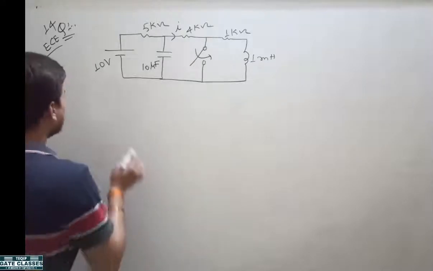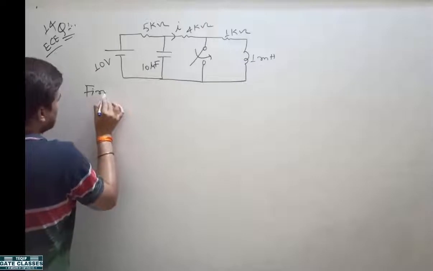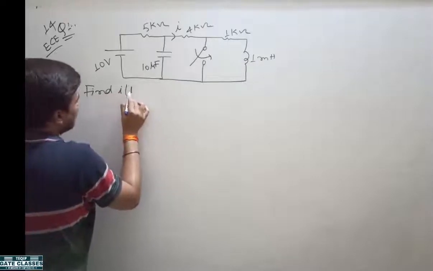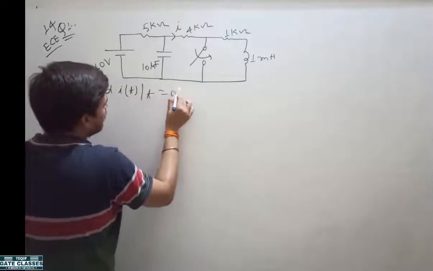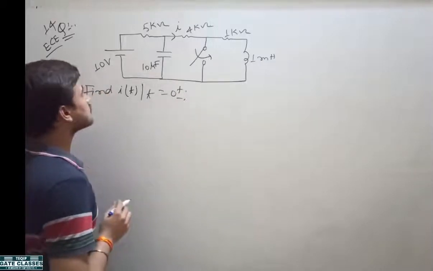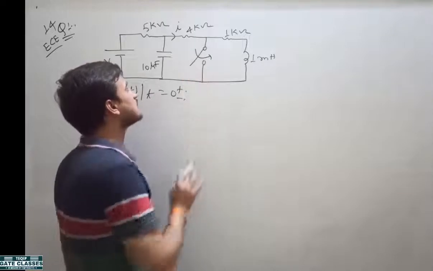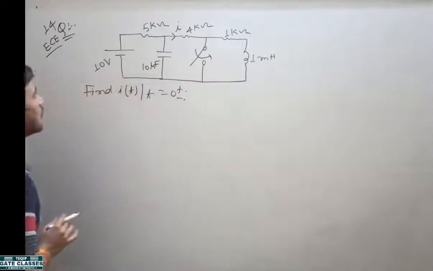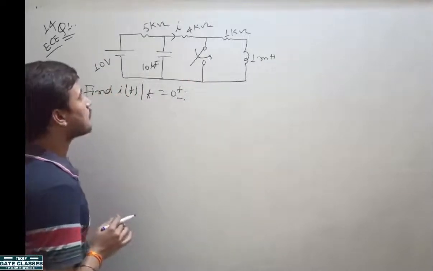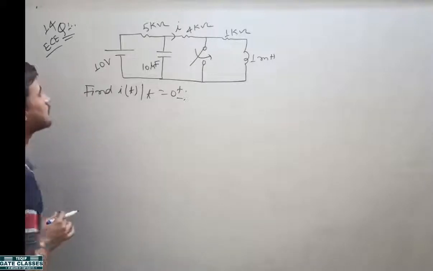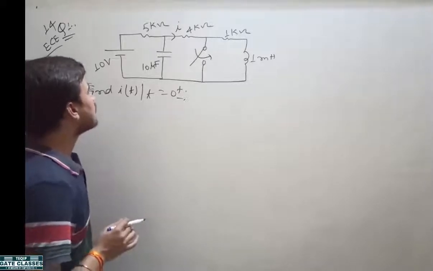We have to find I(t) at t equal to 0 plus. Initially the switch was open for a very long time. So when the switch was open for a very long time, what will happen?